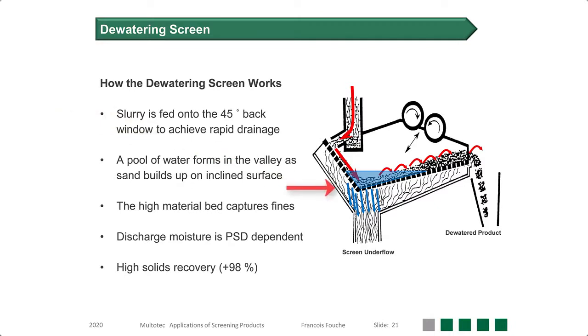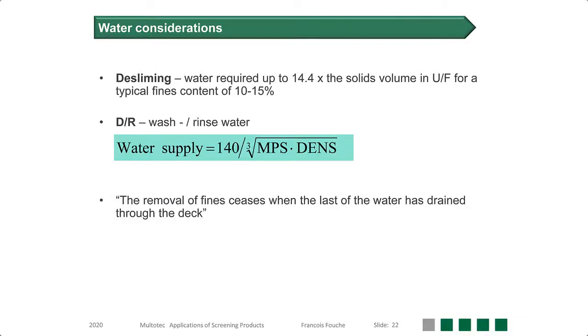And as the material slows down and the bed increases in depth, one is able to trap almost 98% of solids. If you've been involved with the sizing of screens, you will know that water is your best friend. The question is, how much is enough? Now, since we're dealing with fines removal this morning, we will go back and consult the DMS manual. As far as these sliming screens are concerned, the water requirement is up to 14 times the solids volume in underflow for a typical feed of 10 to 15% solids.